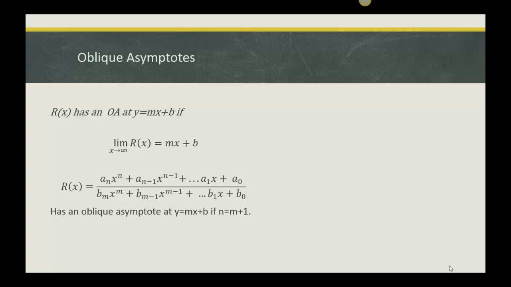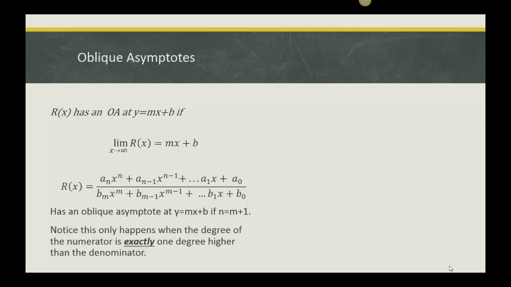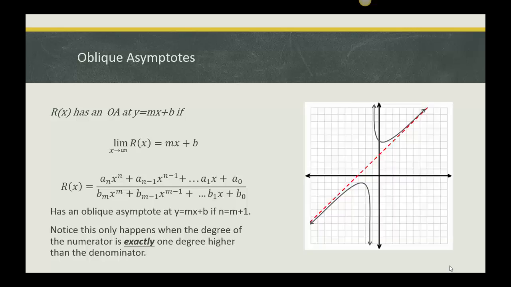So this happens when the degree of the numerator is exactly 1 greater than the degree of the denominator. See how here I said n equals m plus 1, and then here I pushed the word exactly. If it's 2 greater, there's not 1. If they're equal, there's not 1. So it has to be just 1 bigger on the top than it is on the bottom, then I get an oblique. And I want to show you what it looks like.